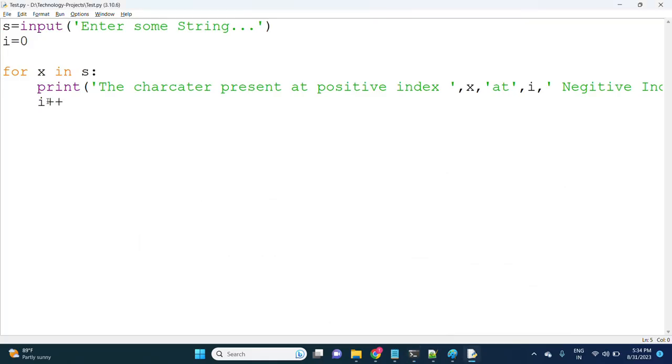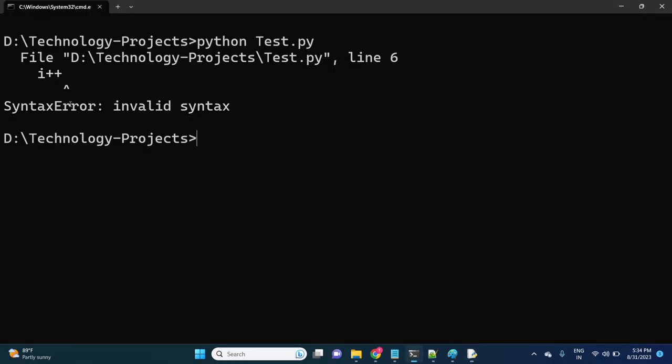So what mistake did I do? I plus equal to 1. I thought Java. I plus equal to 1 is nothing but a compound assignment operator. Now observe, enter some string. I am giving Sai Kumar.